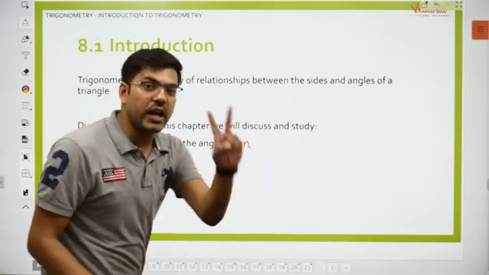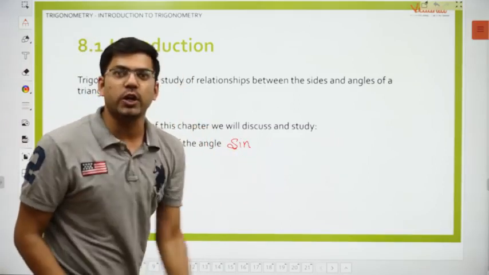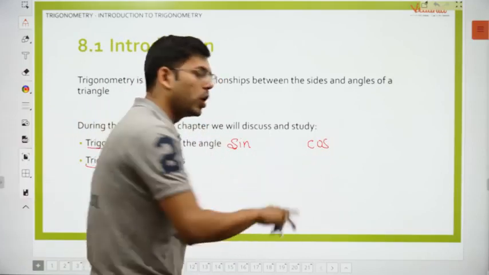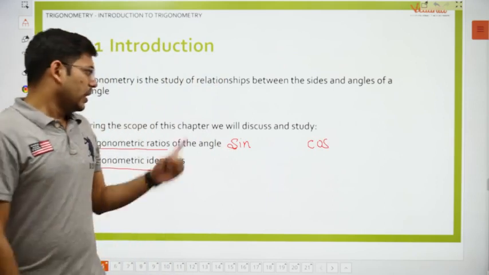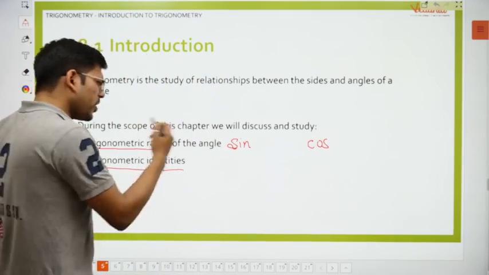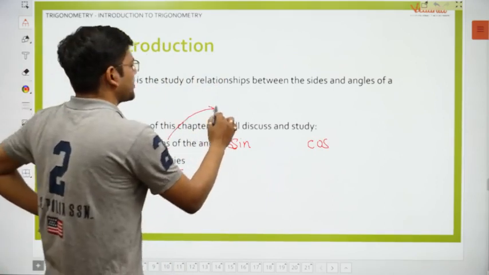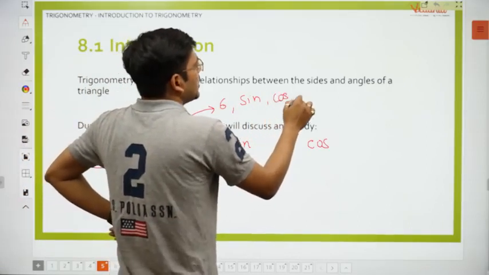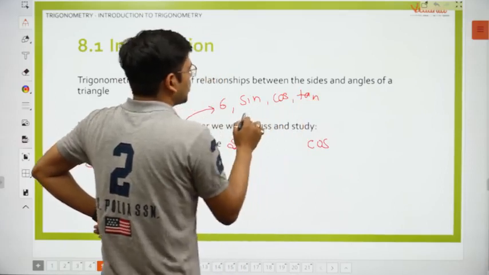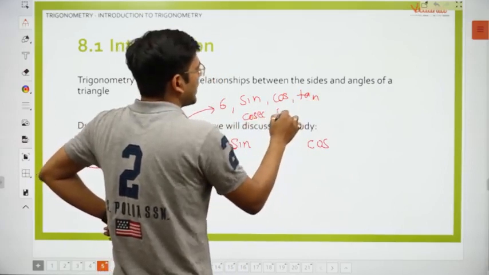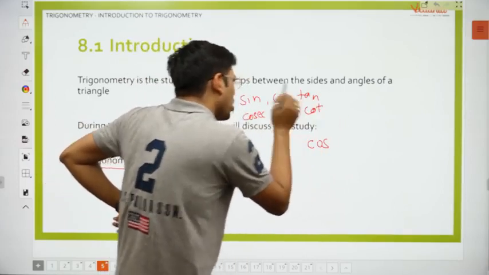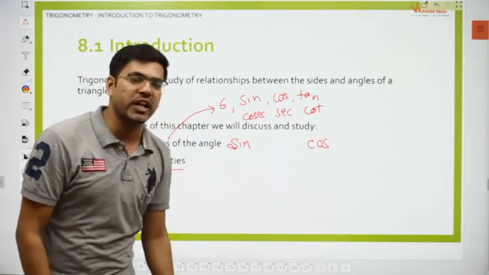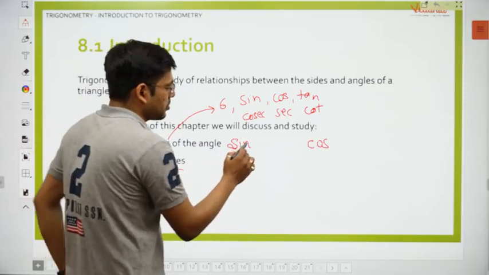There are only two trigonometric ratios which you need to remember. These two ratios are sine and cos. Only two ratios. See, you would have already studied that there are six ratios: sine, cos, tan, and opposite to these, cosec, sec and cot. But I won't let you remember all six. I will ask you to remember only these two T ratios.